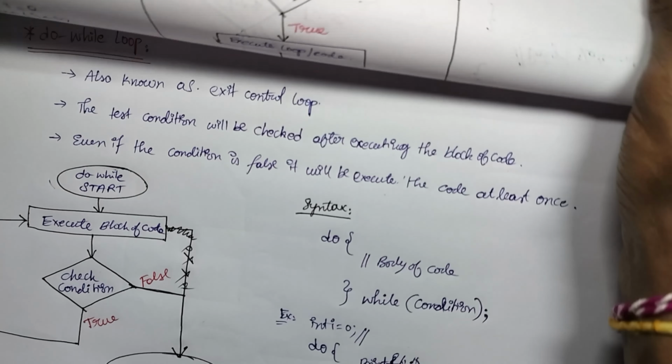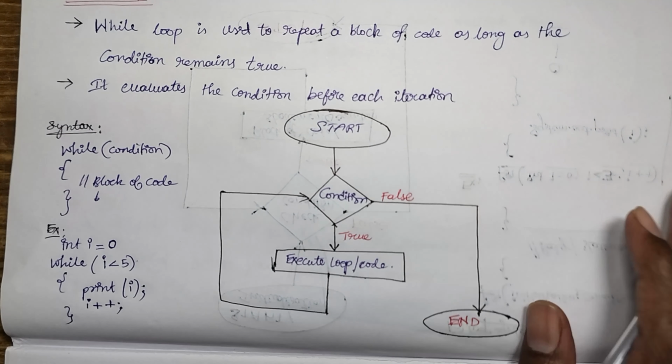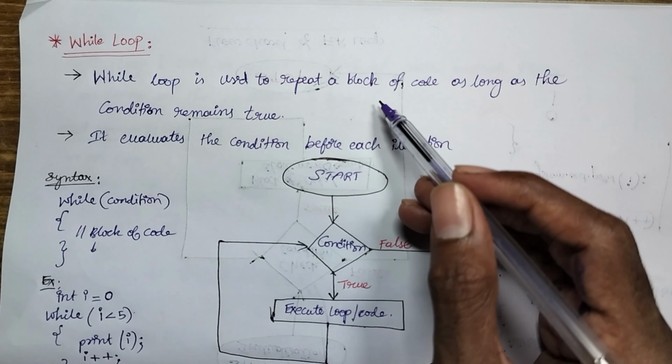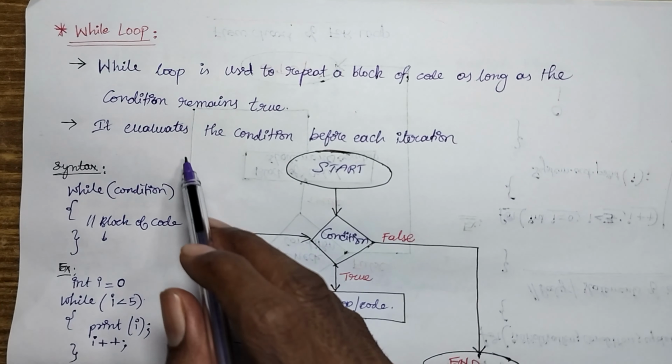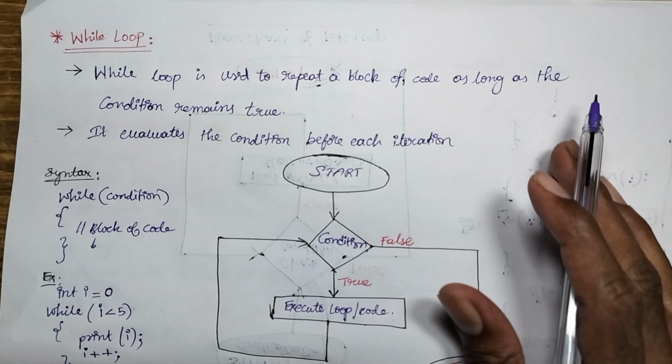Going for the while loop. A while loop is used to repeat a block of code as long as the condition remains true, and it evaluates the condition before each iteration.